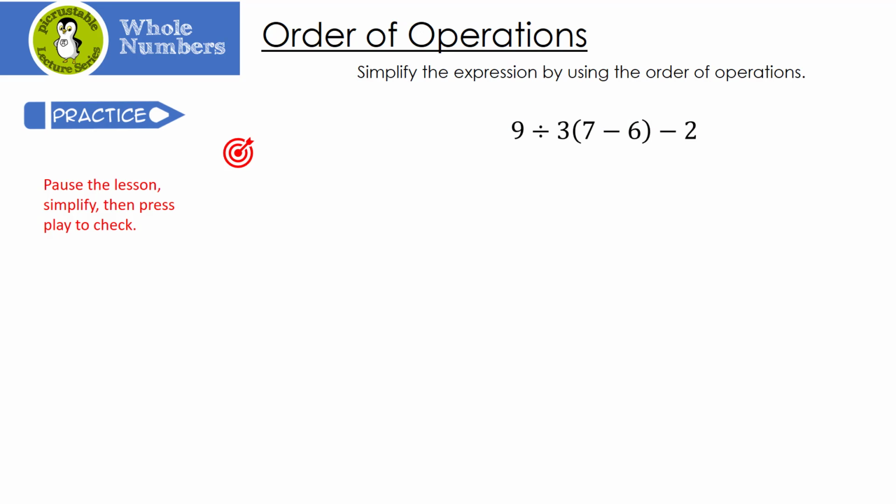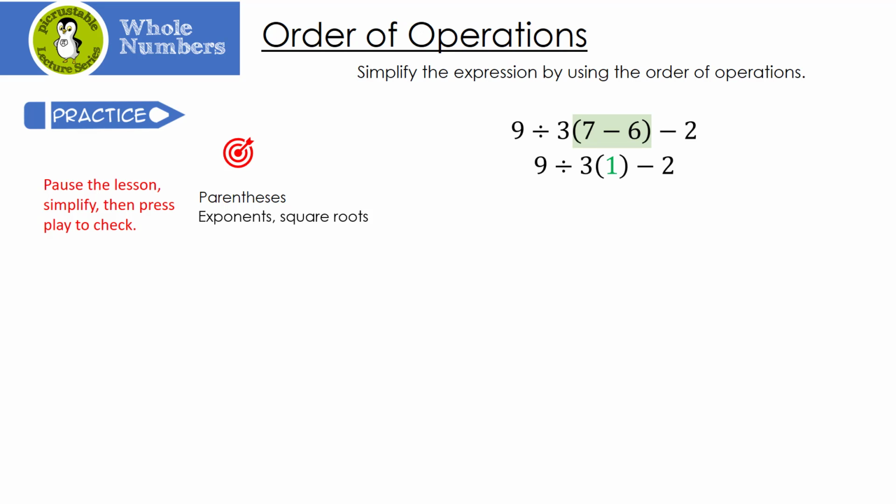Here's one for you to practice. You're going to pause the lesson, simplify, then press play to check. All right, let's see how you did. Do we have any parentheses? We sure do, right here. 7 minus 6. 7 minus 6 is 1. Do we have any more parentheses? Yes, but there's nothing to do with the 1.